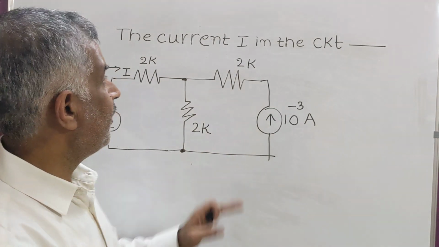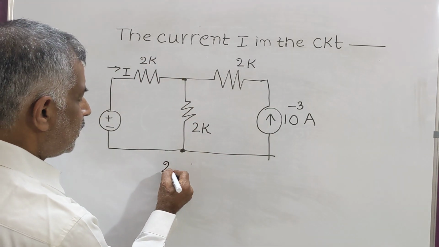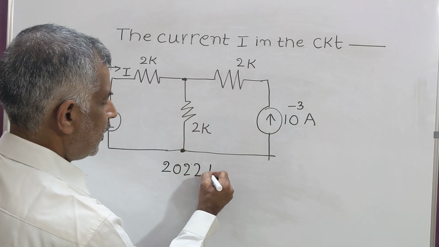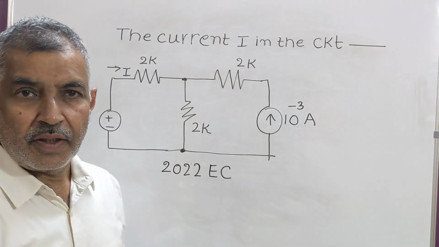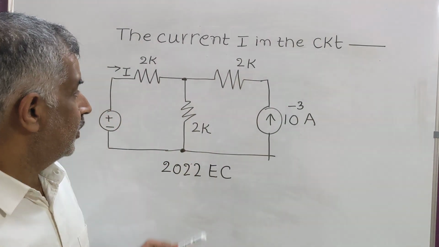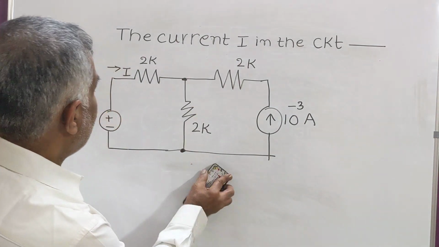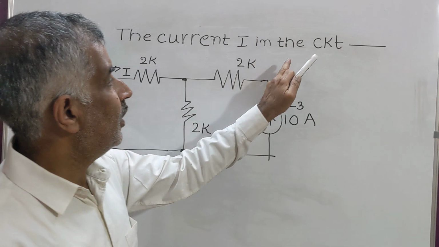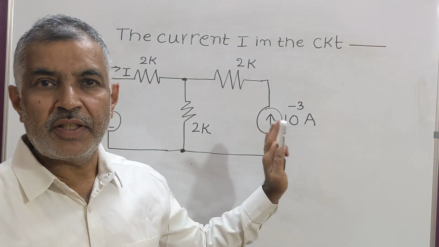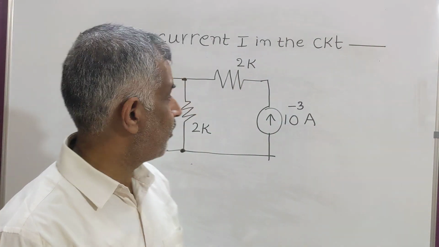Now to start with, this is a 2022 EC stream paper, a problem on network analysis. The current I in the circuit is dash. So this is a 2-mark question.